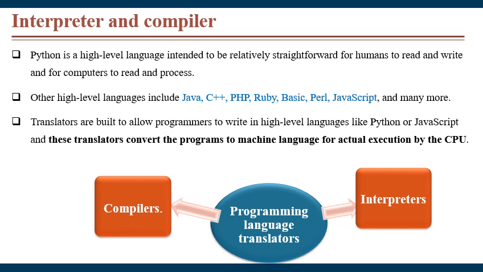Translators are built to allow programs to write in high-level languages like Python or Java scripts, and these translators convert the programs to machine language for actual execution by the CPU. Actually احنا عندنا نوعين أساسيين من المترجمين هما الكومبايلرز والانتربريترز، وبيقوموا بعملية ترجمة البرنامج المكتوب بالهاي ليفل لانجويج وتحويلها لماشين لانجويج عشان يتم تنفيذها من قبل السي بي يو.